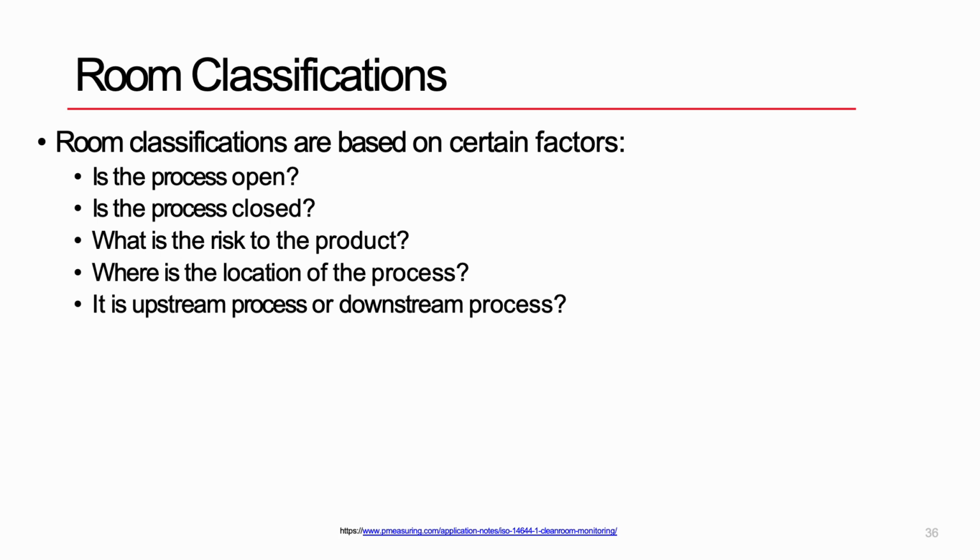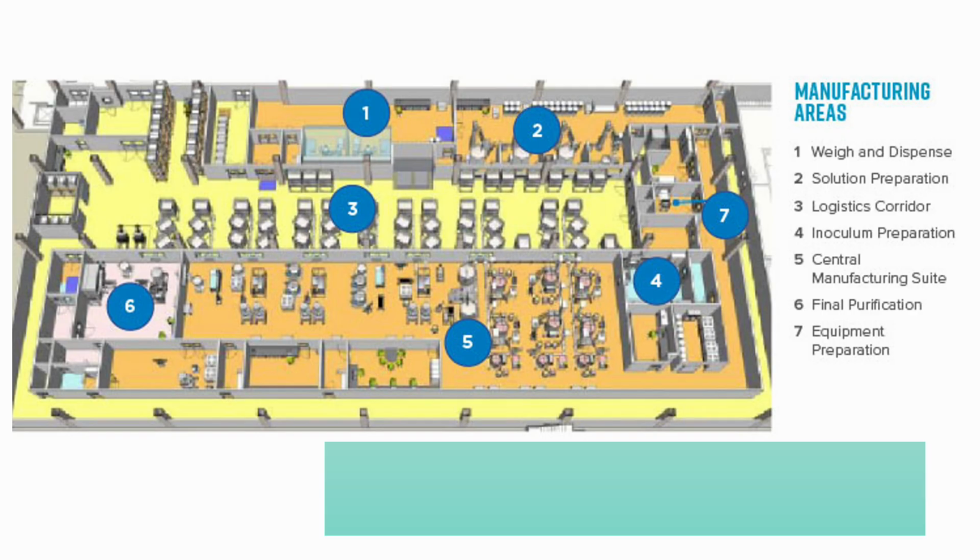Now, room classification is based on certain factors. Is the process open? Is the process closed? We're talking about the process for the purifications, for example, or for harvesting, etc. What is the risk to the product if we are not having a clean room? Where is the location of the process, and is it an upstream process or a downstream process?